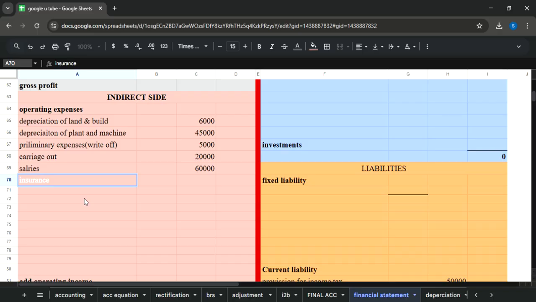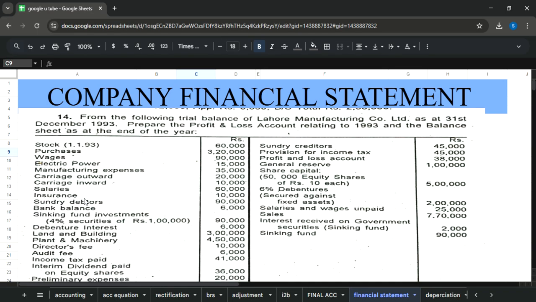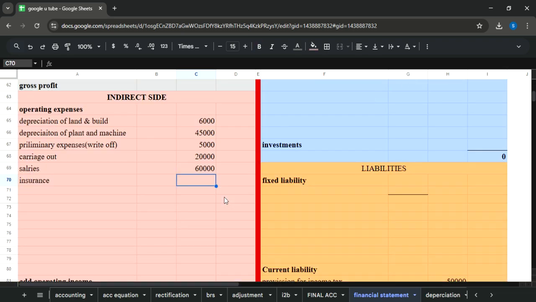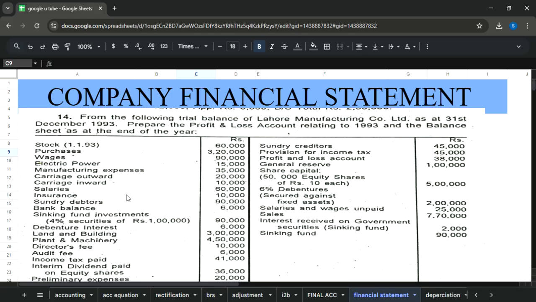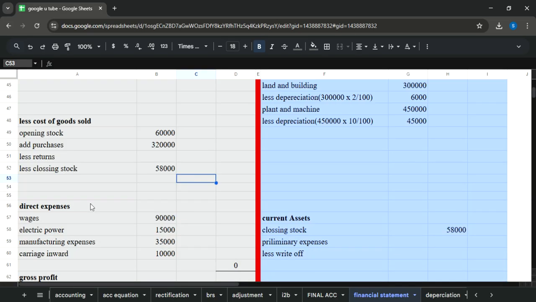Insurance. Let's see how much the amount of insurance is. I think 10,000. Put 10,000 on the operating expense side. Then we have debtors, part of current asset.